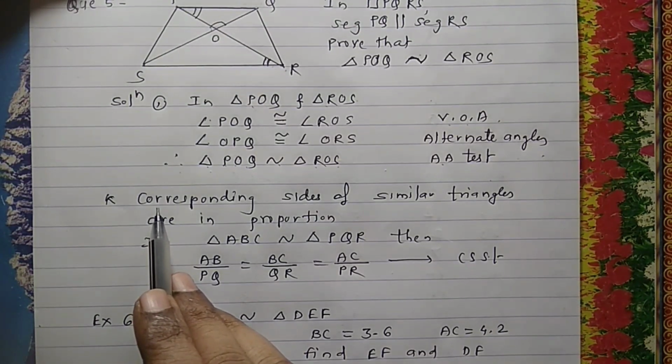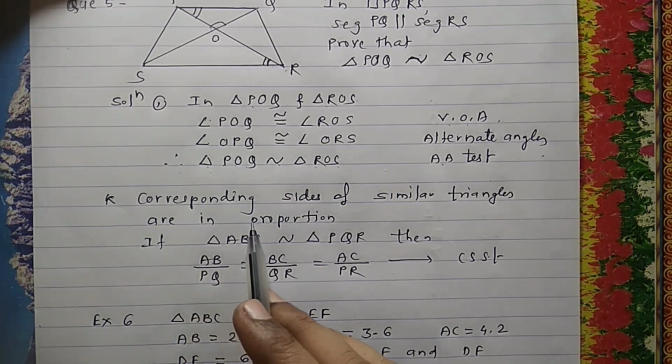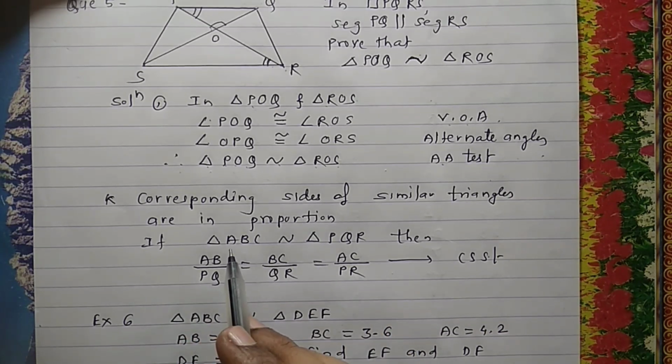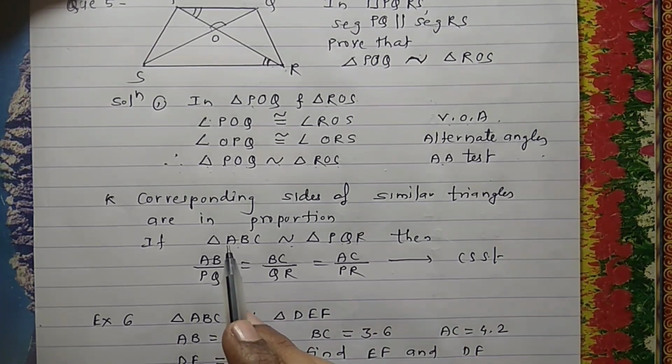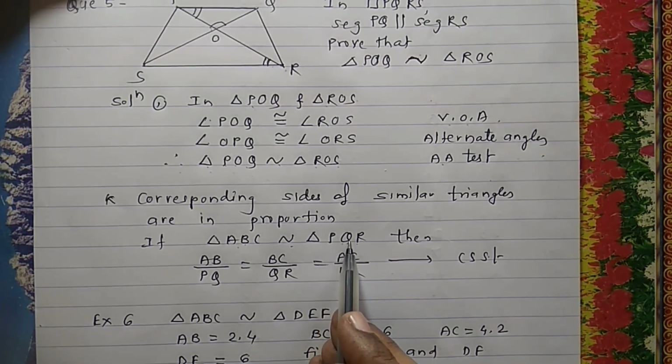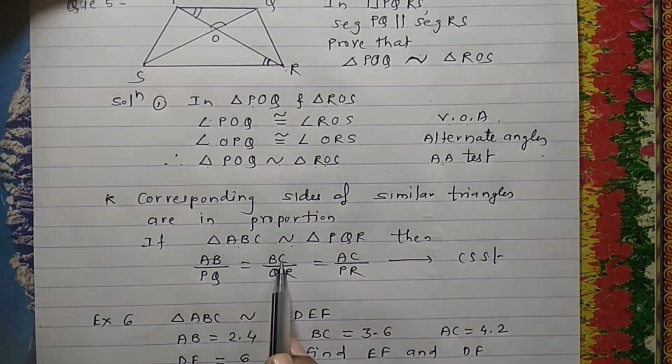Now we'll study one more property. Corresponding sides of similar triangles are in proportion. If triangle ABC is similar to triangle PQR, then we know that AB upon PQ is equal to BC upon QR is equal to AC upon PR. So AB, BC and AC, these are sides of triangle ABC. Corresponding sides PQ, QR and PR, they are in proportion. It means the ratios are equal.